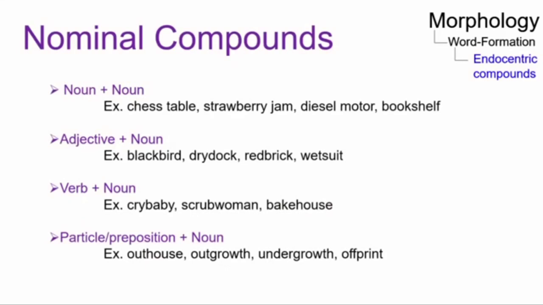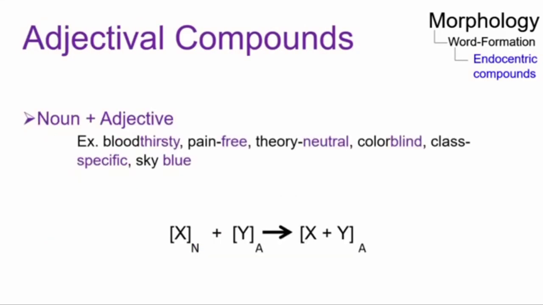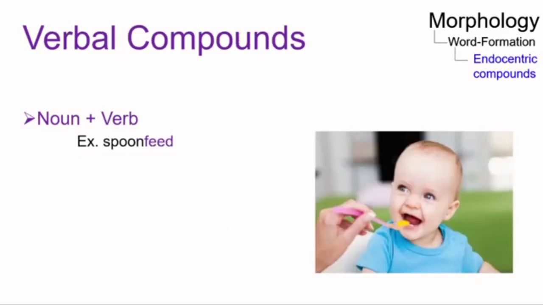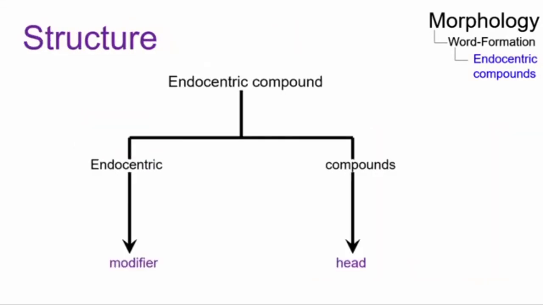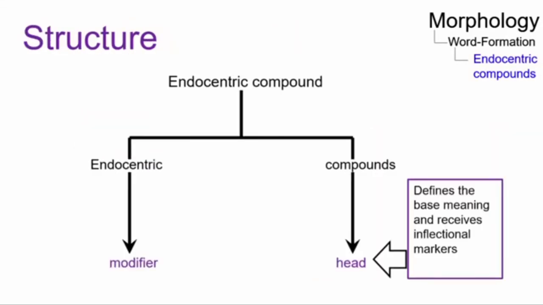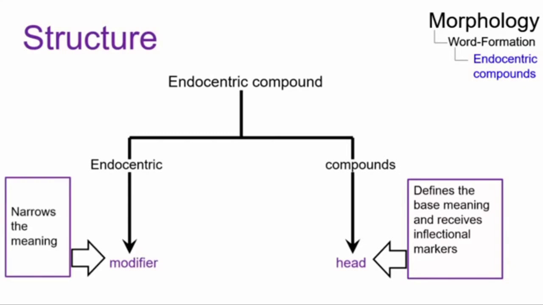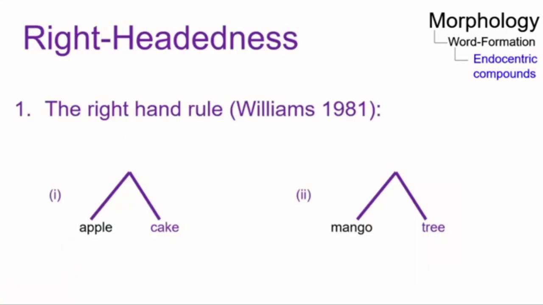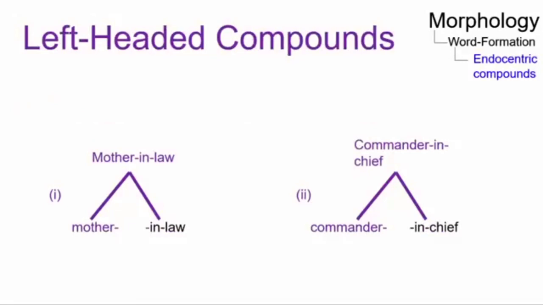Heads can be nouns, resulting in nominal compounds, adjectives, resulting in adjectival compounds, or verbs, resulting in verbal compounds. While the head defines the meaning of an endocentric compound, the modifier narrows that meaning, making the compound a hyponym of the head. In English, endocentric compounds are typically right-headed. However, there are also left-headed endocentric compounds, as for example, mother-in-law or commander-in-chief.